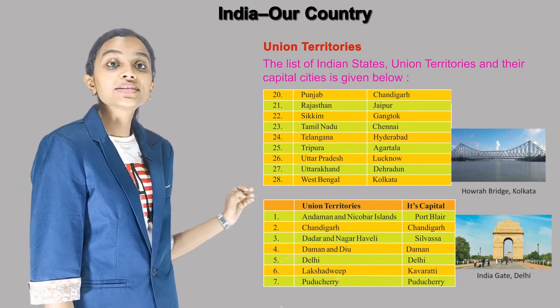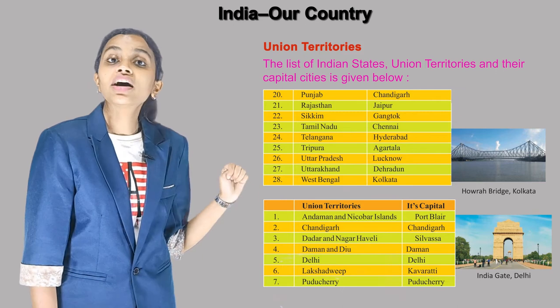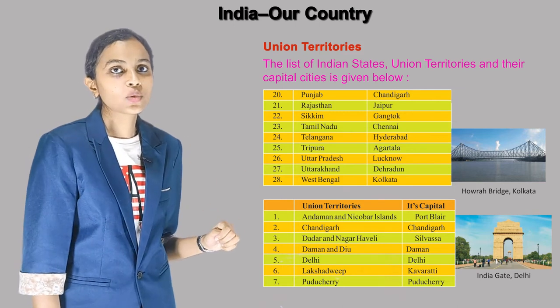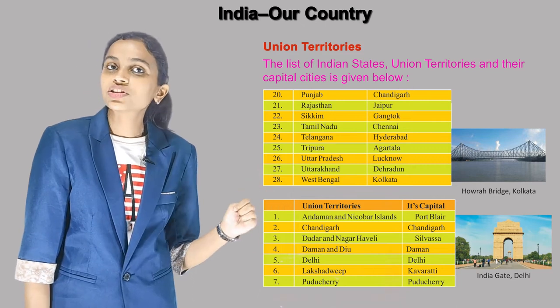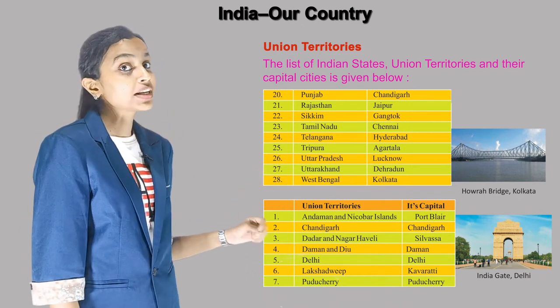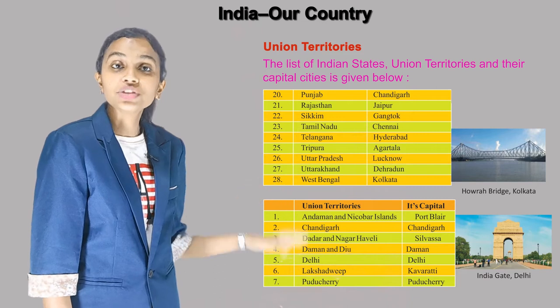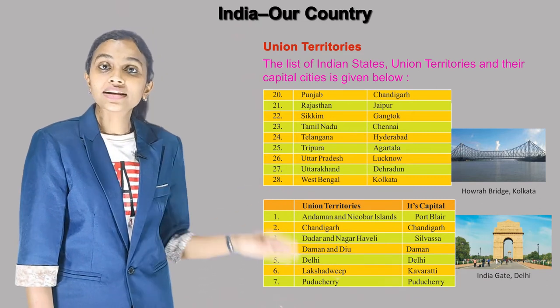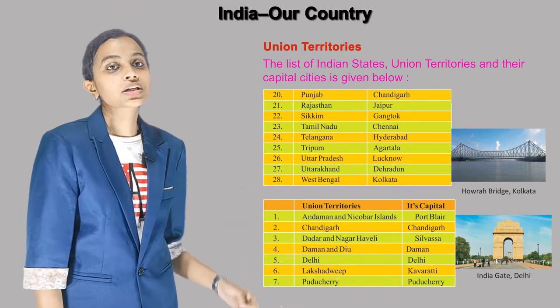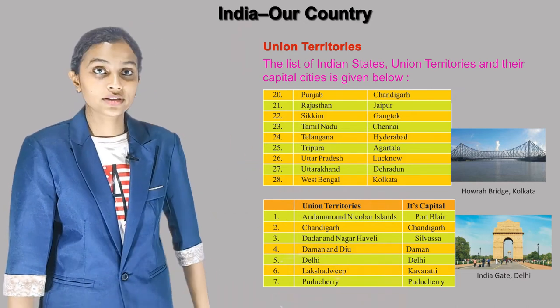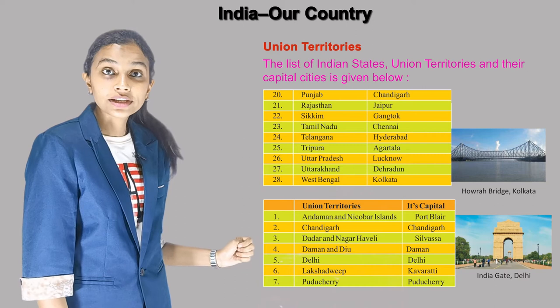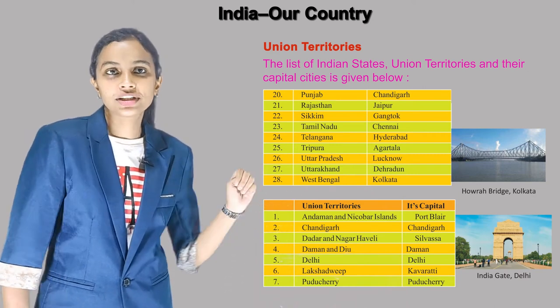The third one is Dadra and Nagar Haveli and its capital is Silvassa. Fourth one is Daman and Diu and its capital is Daman. Fifth one is Delhi. Delhi is also the Union Territory and its capital also. The sixth one is Lakshadweep and its capital is Kavaratti. Seventh is Puducherry and its capital is Puducherry.